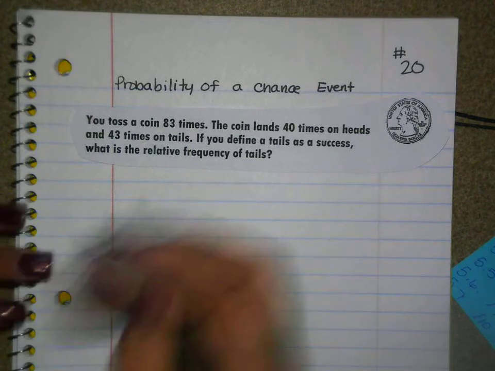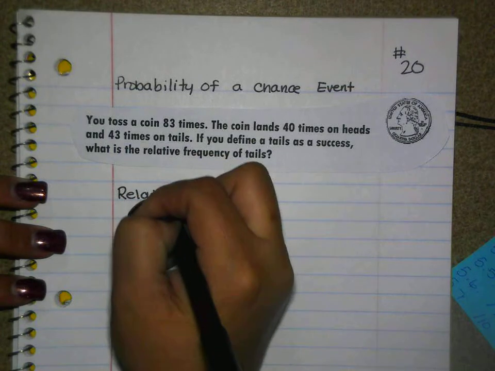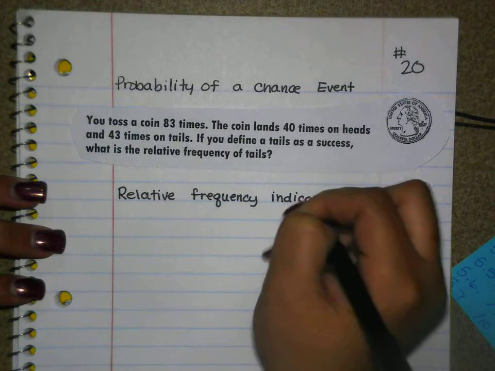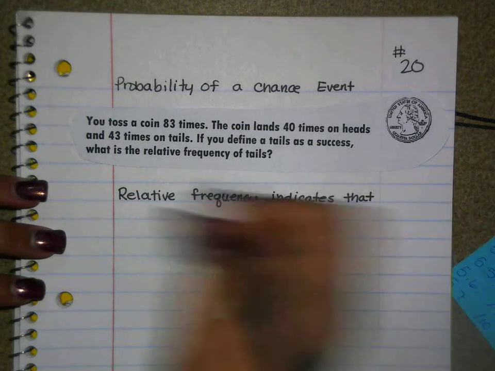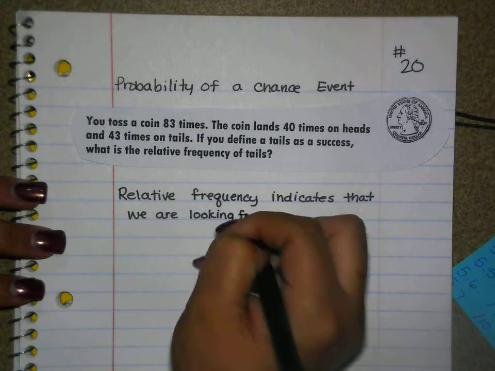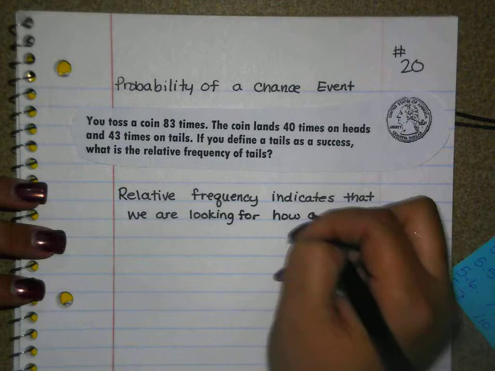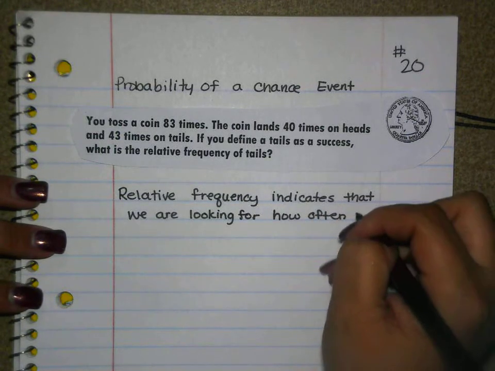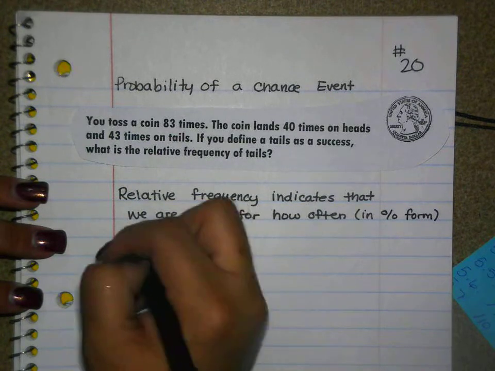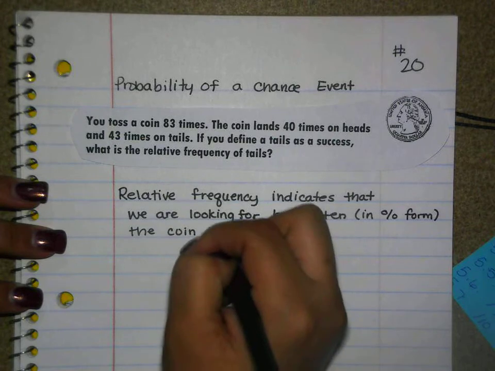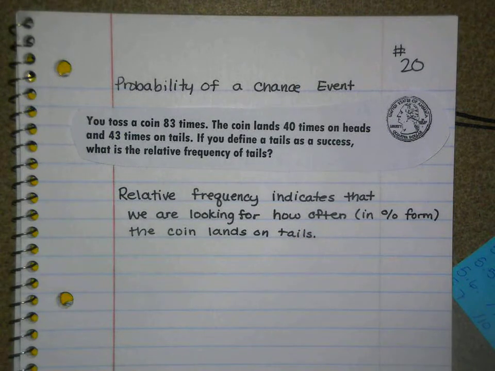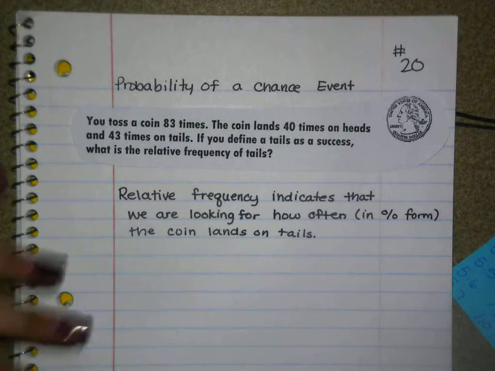So we're going to say the relative frequency indicates that we are looking for how often, in percent form, the coin lands on tails. If the coin lands on tails 43 out of a possible 83 times.